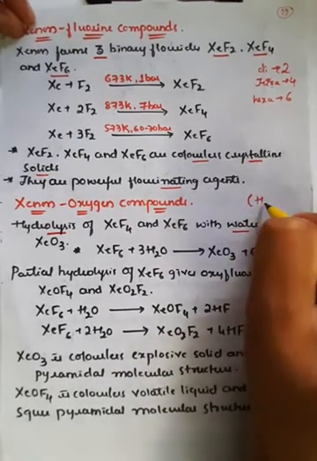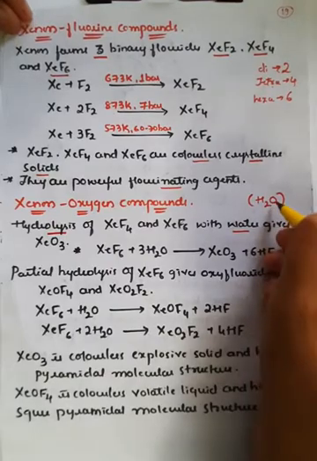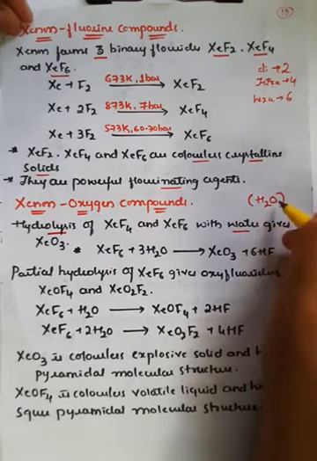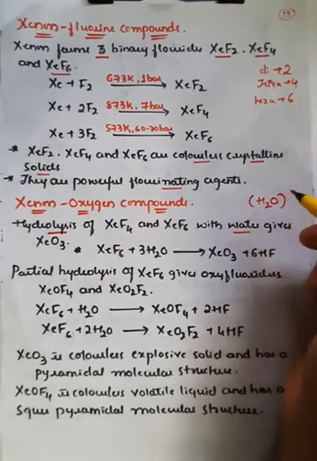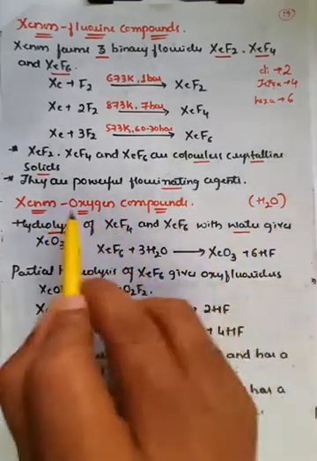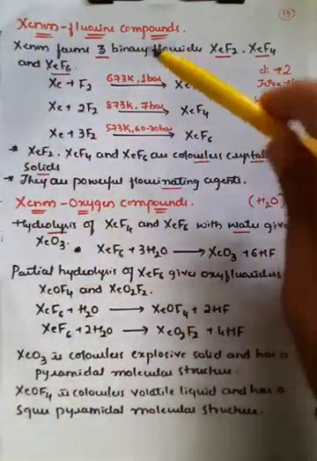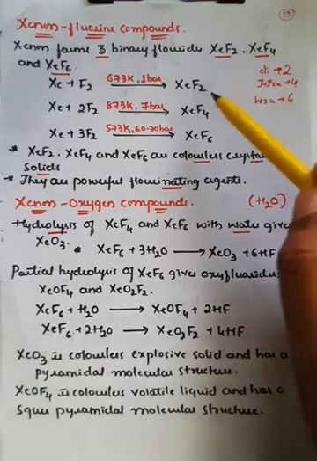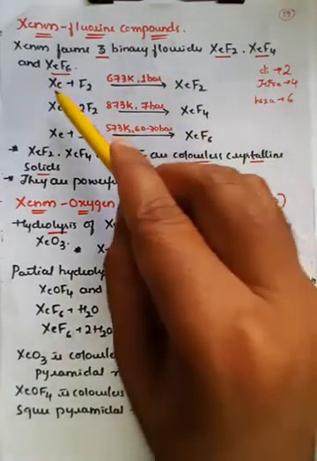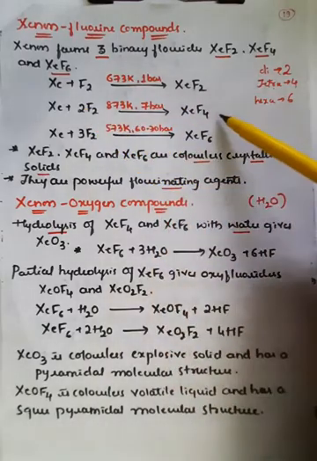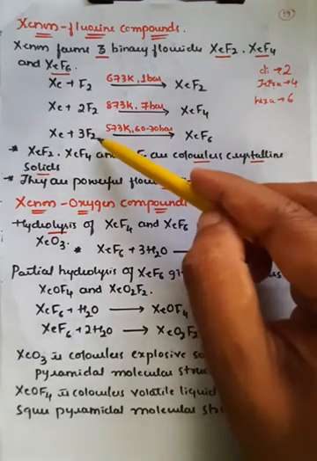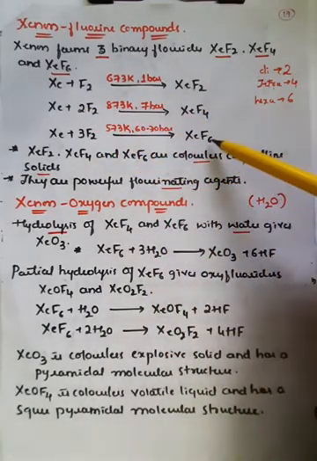A water molecule consists of H2 and oxygen, and this oxygen can be bonded with the xenon. Therefore, it can convert into a xenon oxygen compound. Very simple. We have already studied the preparation of xenon fluorine compounds, which is the direct method. When xenon reacts with fluorine, it will convert into xenon difluoride. If you increase the concentration, it will become tetrafluoride. If you increase the concentration of fluorine again, it can be converted into xenon hexafluoride.